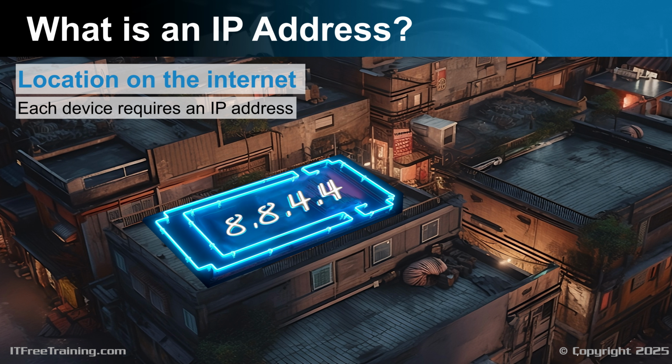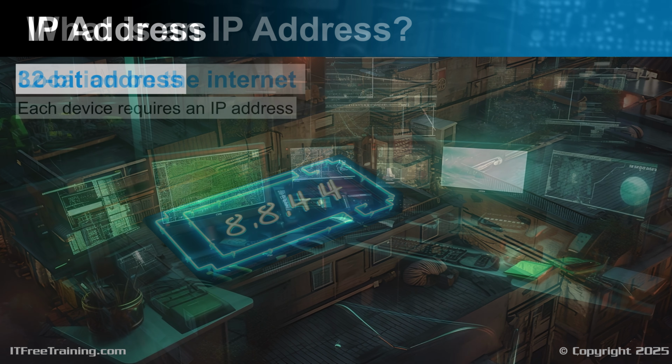A physical house can have many people living at the same address who all receive mail for that address. IP addresses can work the same way. Multiple devices can be at the same location and share the same public IP address. More on that in a later video. However, for this video, let's look at what makes up an IP address.